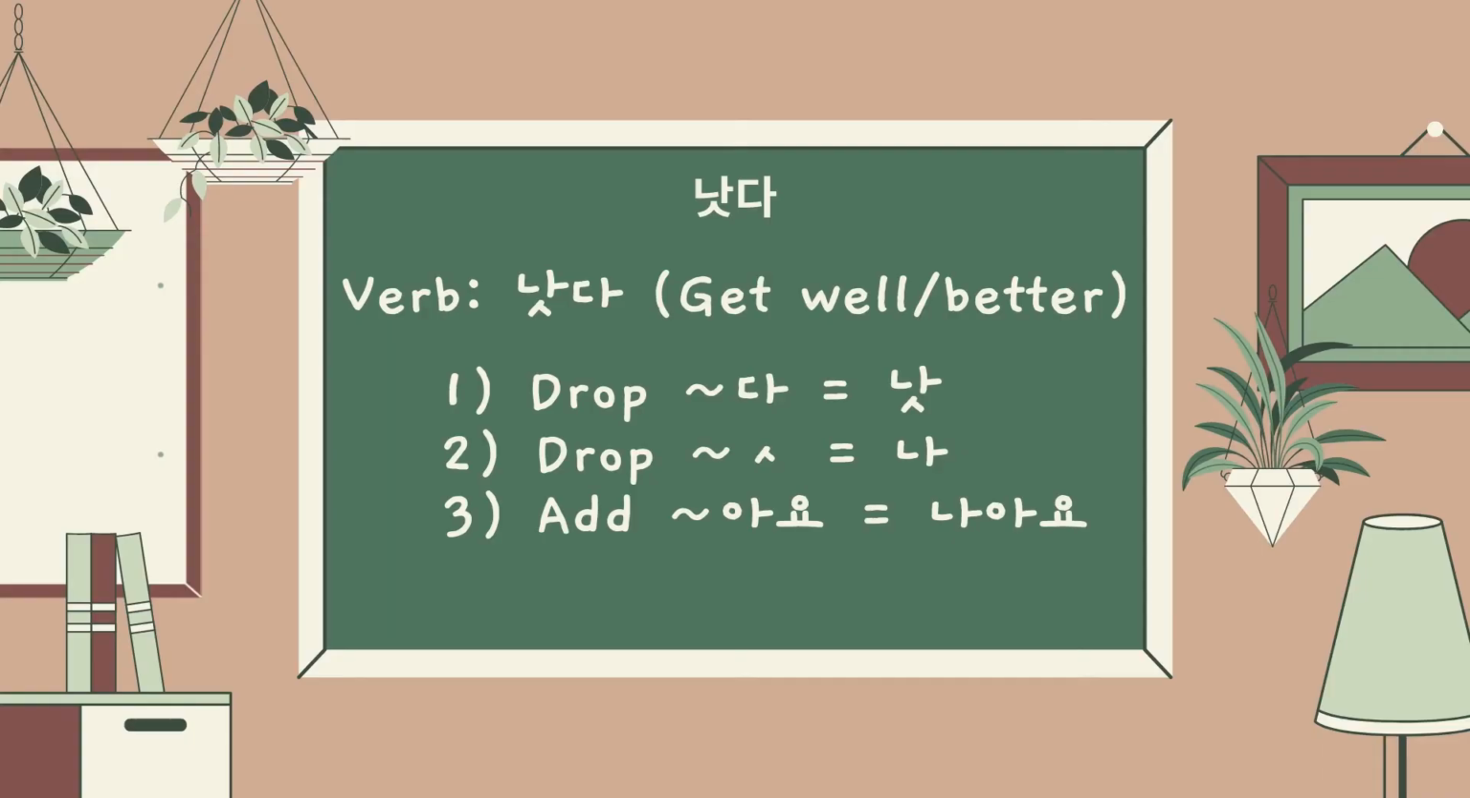So using 낫다 as our first example, when conjugating this word into the haeyoche or yo present tense form, we, number one, drop da. Number two, drop Siot. Number three, add ayo because this is an ayo verb.